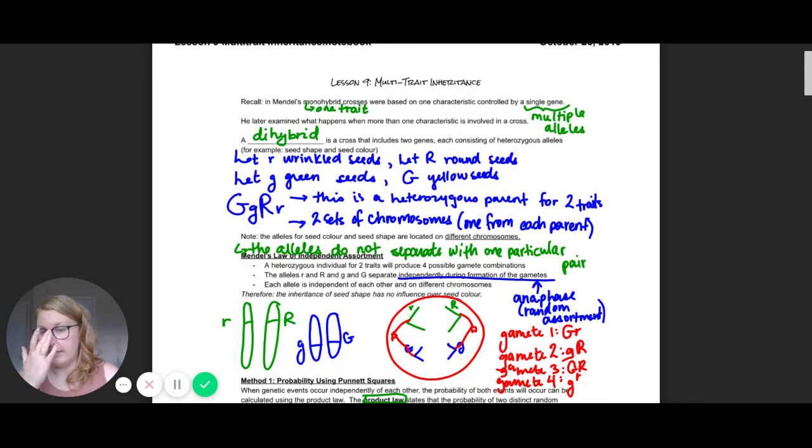Just to show you, the genotype looks much different now. When we're dealing with dihybrids, we're going to have both traits represented in the genotype. So where before we would only have, let's say, the shape, the wrinkled or round, now we have actually both traits. So our genotypes, when we're writing dihybrid, we should have 4 alleles shown, right? 2 alleles for each trait. So 2 for the shape, 2 for the color. Now I've written on the side, this particular genotype represents heterozygous parent for 2 traits, which is they have 2 sets of chromosomes still, one from each parent.